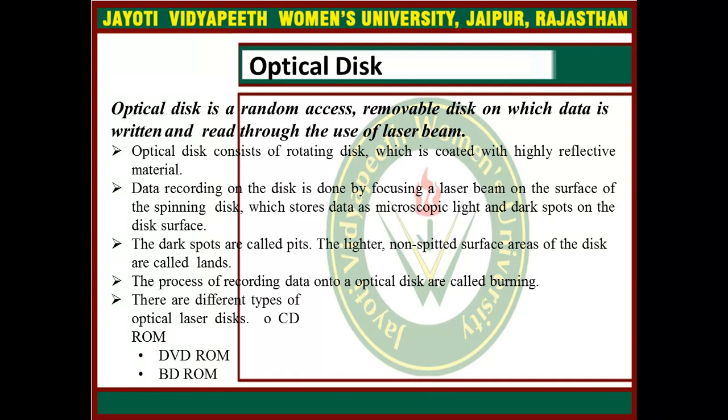This optical disk consists of a rotating disk which is coated with a highly reflective material. Data recording on the disk is done by focusing a laser beam on the surface of the spinning disk, which stores data as microscopic light and dark spots on the disk surface. The dark spots are called pits and the lighter, non-pitted surface areas of the disk are called lands. The process of recording data onto an optical disk is called burning.